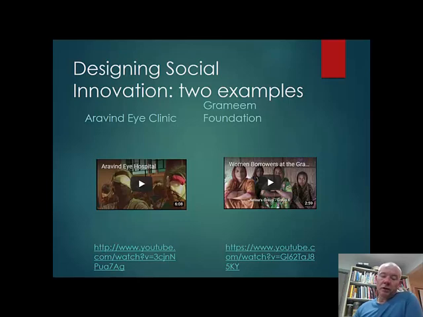Two examples which we've actually referred to before, so hence I'm not going to replay the videos, but you may wish to, because they're good examples of what we're talking about using design thinking. Two good examples of social innovation are both the Aravind Eye Clinic and the microfinance model that Muhammad Yunus helped develop, and Grameen Bank was an outcome of that.